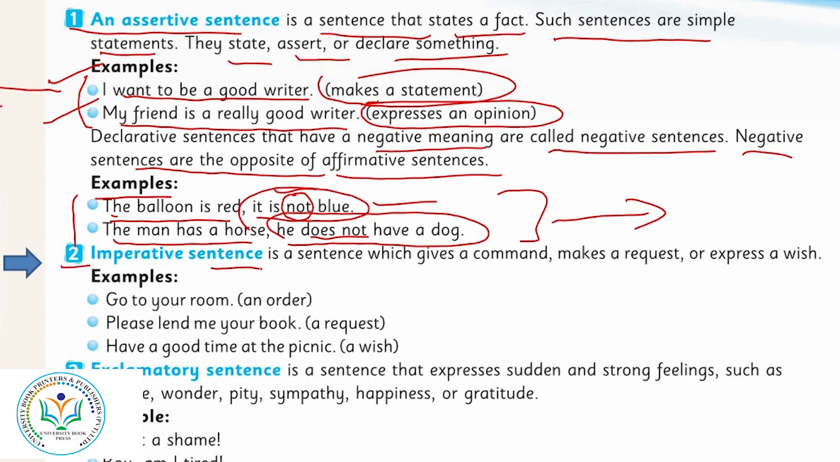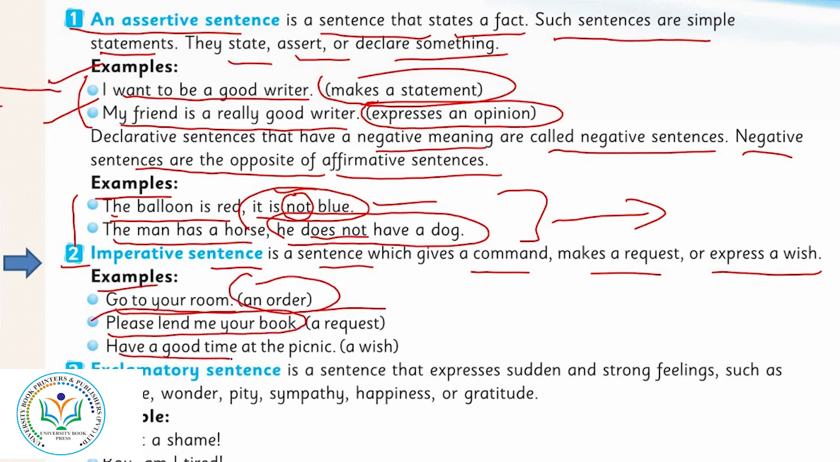An imperative sentence is a sentence which gives a command, makes a request or expresses a wish. For example, go to your room. This is an order or a command. Please lend me your book. This is a request. Have a good time at the picnic. This is a wish, to wish him to have a good time.